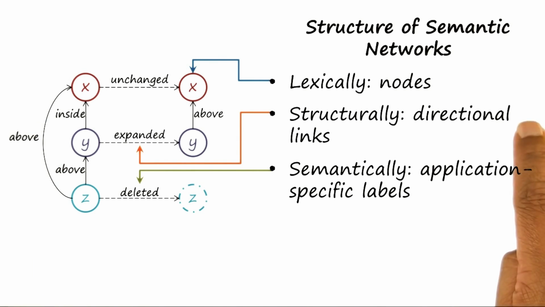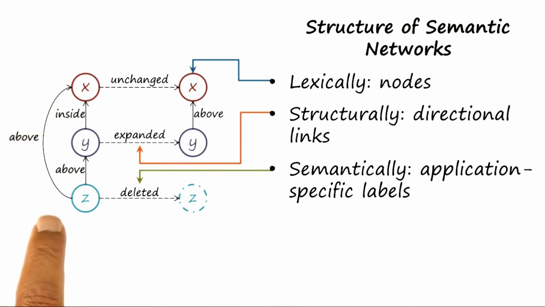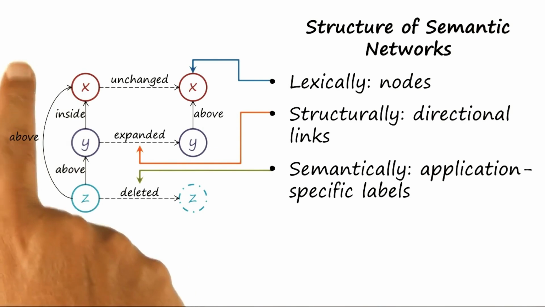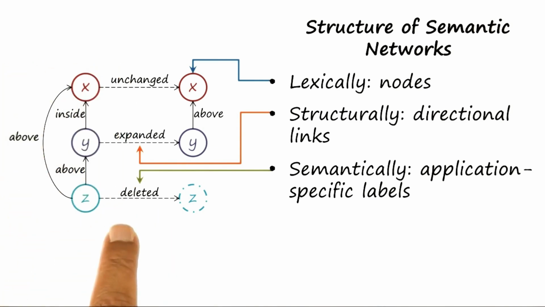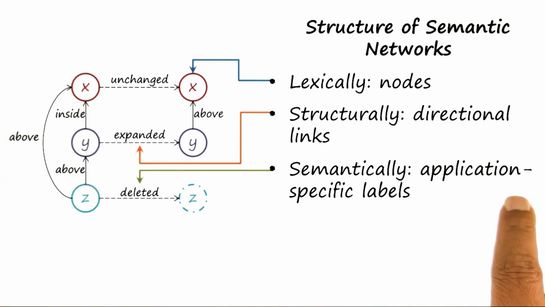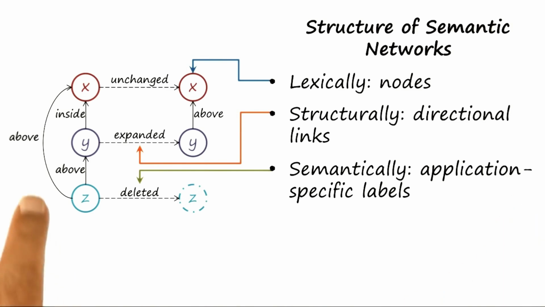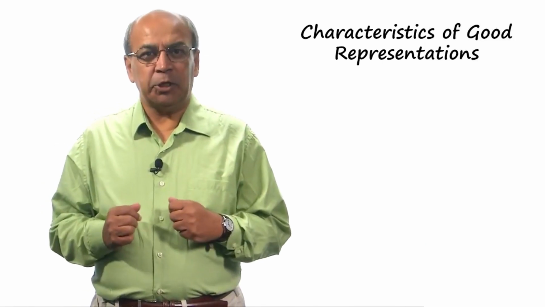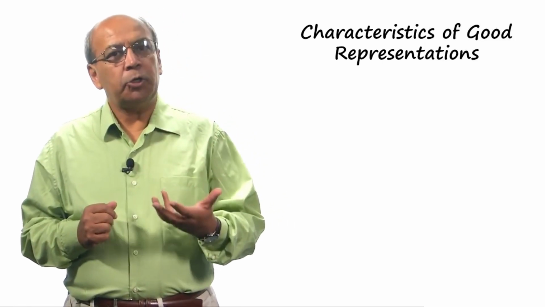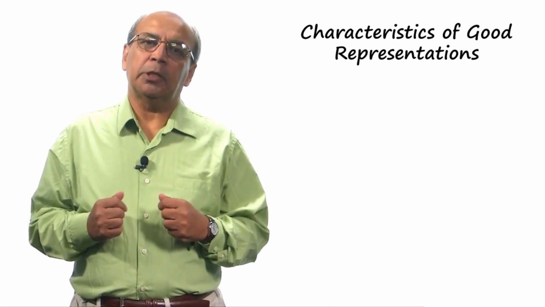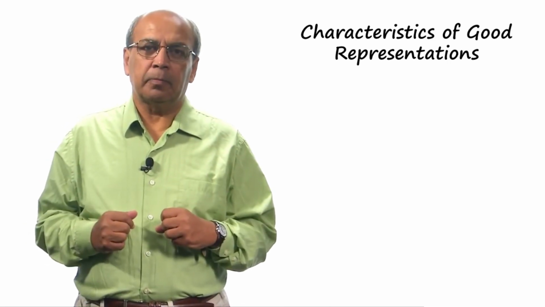What about the structural specification? Structural specification here consists of links, which have directions. These links capture relationships and allow us to compose these nodes together into complex representations. What about the semantics? In the case of semantics, we're going to put labels on these links, which are then going to allow us to draw inferences and do reasoning over these representations. Now that we have seen semantic networks in action, we can ask ourselves an important question. What makes a knowledge representation a good representation?